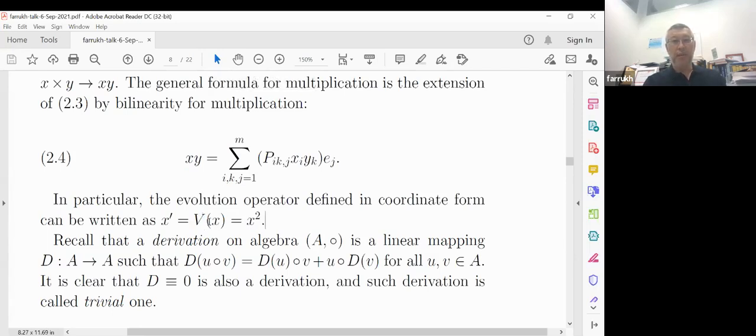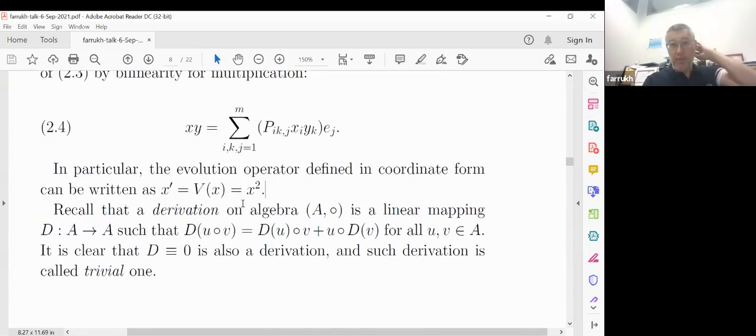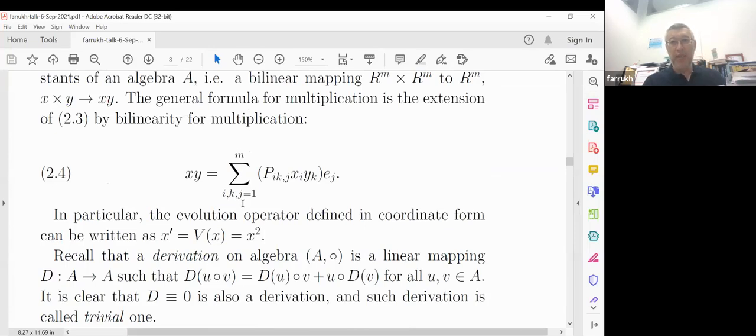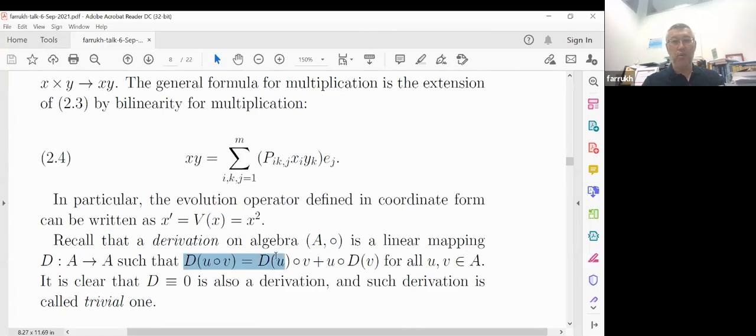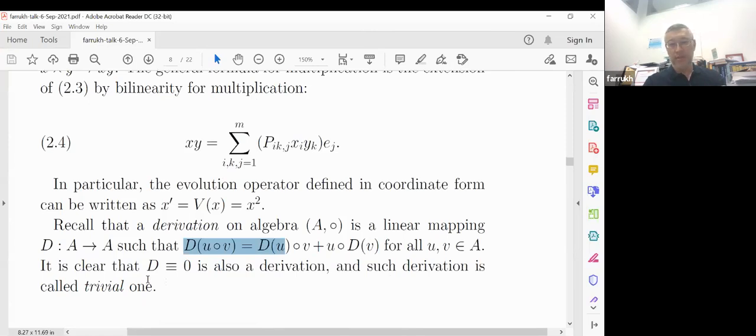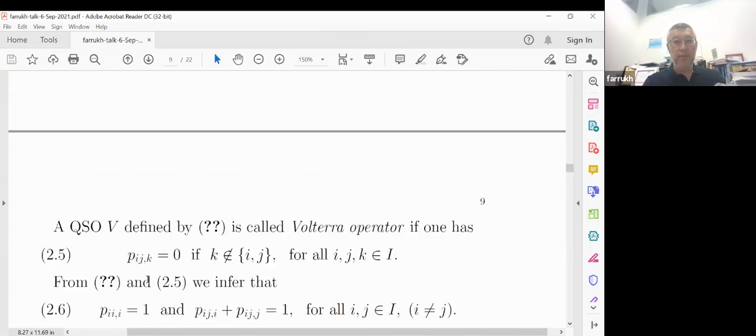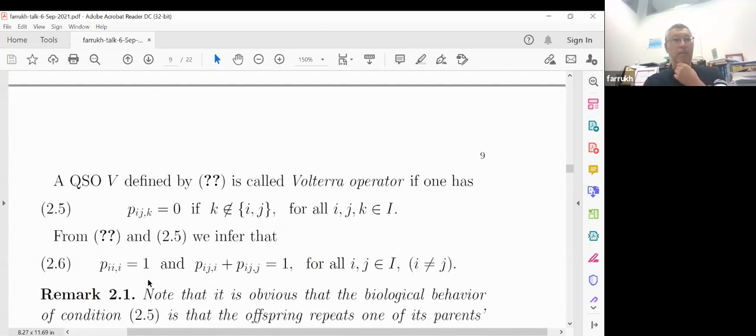Therefore, in some way, this operator V and the algebra are connected by this rule. Now I want to remind you, if I consider this A, by A I will denote this R^n with this multiplication circle. A mapping from A to A is called a derivation if it satisfies this derivation rule. Of course, when the derivation is 0, I call it trivial. Okay, so we'll discuss this notion later on as well.